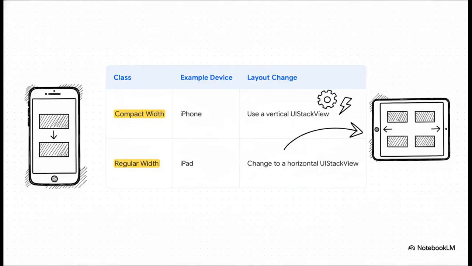And this table shows a classic example. For a compact width device, like an iPhone, you might arrange your stuff in a vertical stack view. But when your app runs on a regular width device, like an iPad, you can automatically tell it to switch to a horizontal stack view. It's a fantastic way to make better use of all that extra screen real estate.